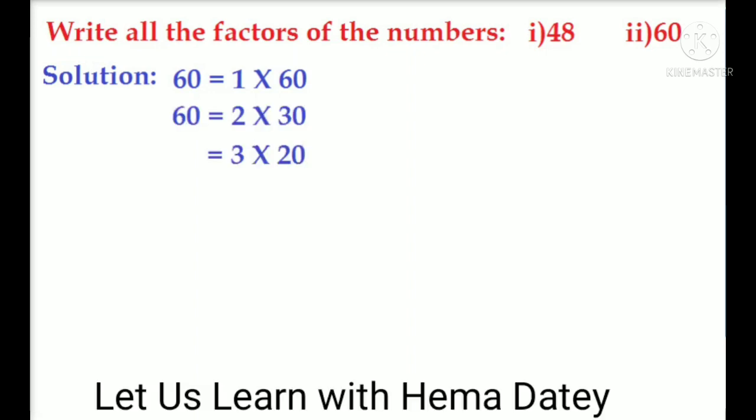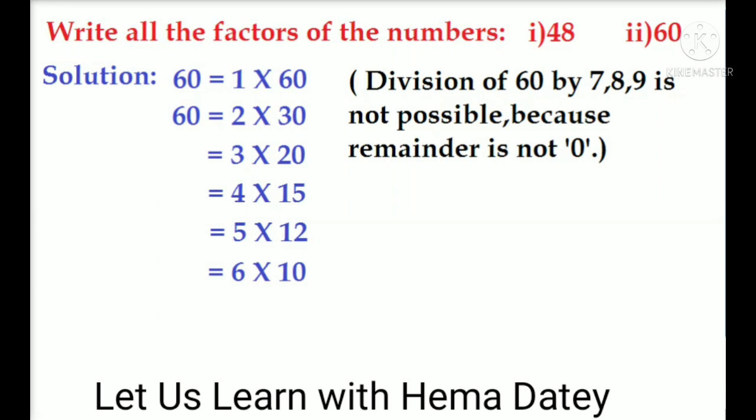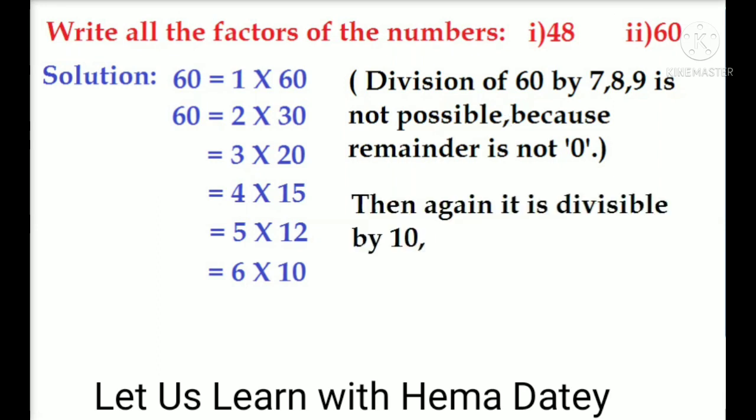1 into 60, 2 into 30, 3 into 20, 4 into 15, 5 into 12, 6 into 10. Division of 60 by 7, 8, 9 is not possible because remainder is not 0. After 6, we can divide 60 by 10, then the process will repeat. Then 60 will be divisible by 12, 15, 20, 30 and 60 itself.